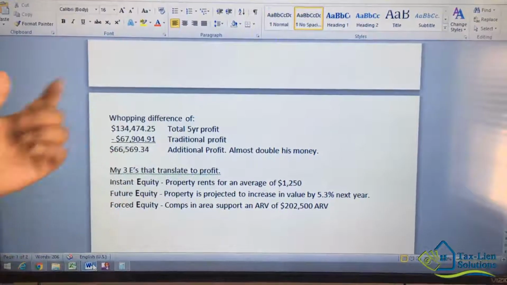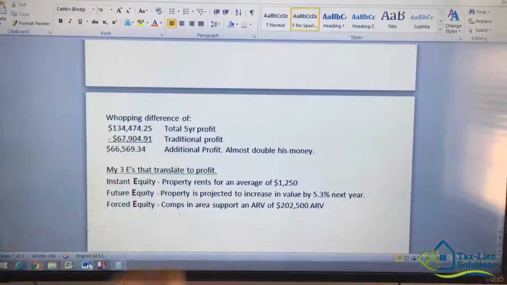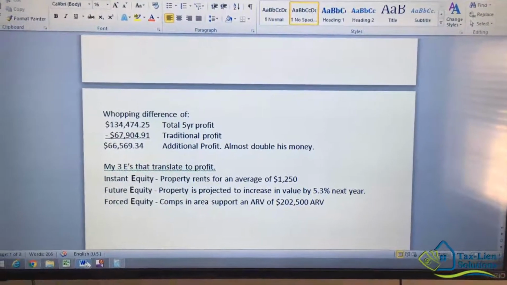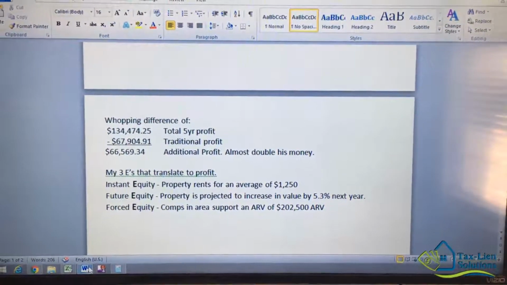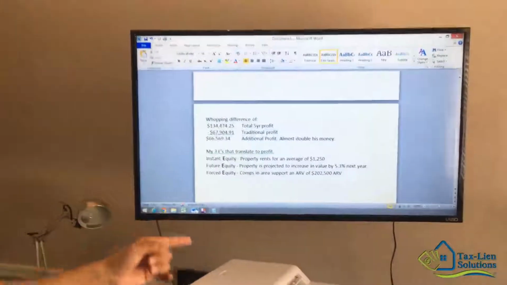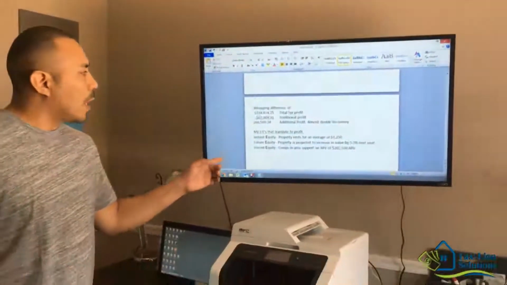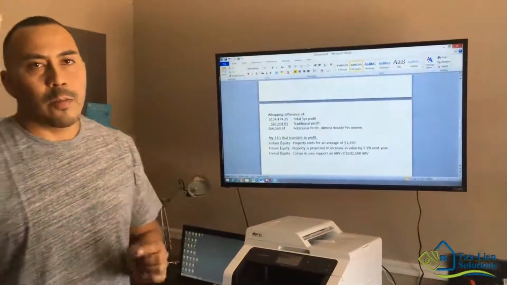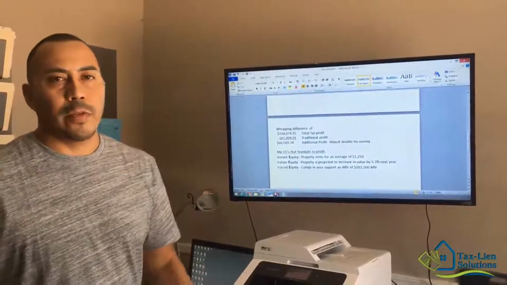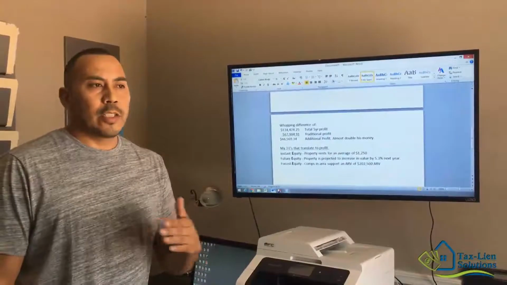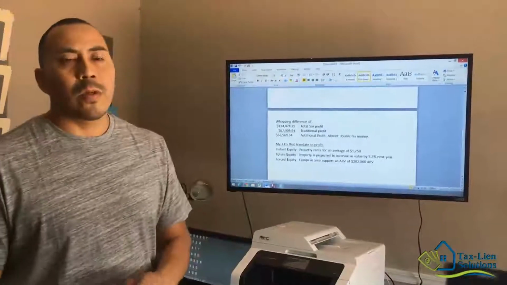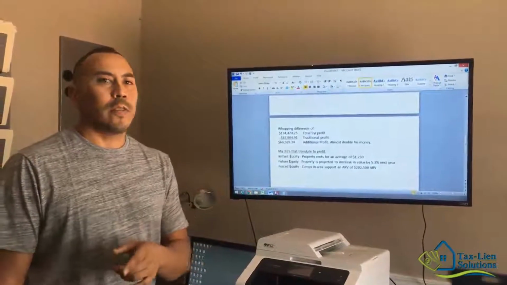If my payment is roughly $609, and it's renting for $1,250, okay, there's instant equity. It's not money coming out of your pocket. You're actually putting money in your pocket, okay? Now there's also future equity, okay? That's the next E. The property is projected to increase in value by 5.3% next year. Now I don't care if it's 3%, if it's not the full 5.3, but it's projected to increase gradually, okay? So the definite potential of future equity is 100% there.